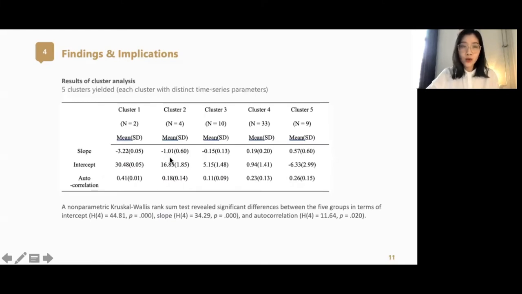Each class includes cases with similar parameters here. We further performed statistical analysis, which revealed significant differences between the five clusters in terms of the intercept, the slope, and also the autocorrelation. I mentioned earlier that the three parameters here describe the trend, rate of change, and temporal dependence of the developmental process. So the five clusters here reveal five patterns with different developmental rate, route, and also ultimate outcomes.